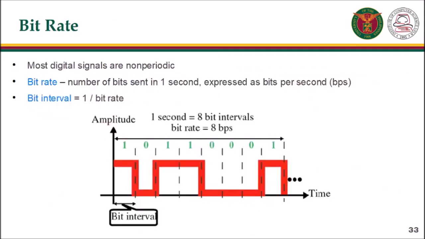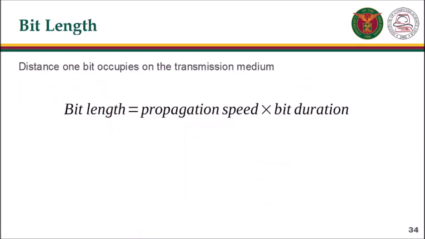Most digital signals are non-periodic. Thus, period and frequency are not appropriate characteristics. Instead of frequency, we use bit rate, the number of bits sent in 1 second, expressed as bits per second. Instead of period, we use bit interval, or 1 over bit rate. Instead of wavelength, we use bit length, the distance 1 bit occupies on the transmission medium.